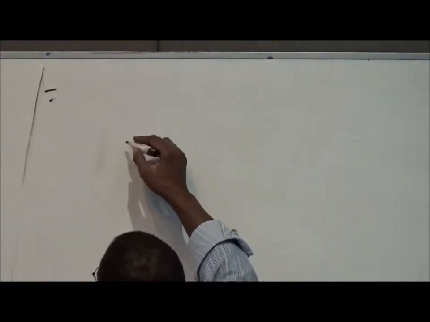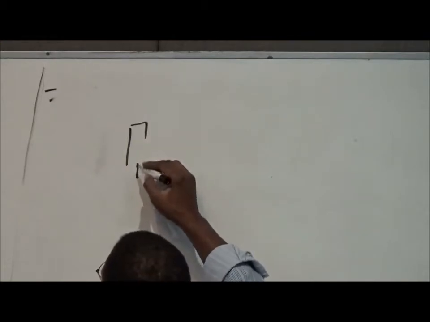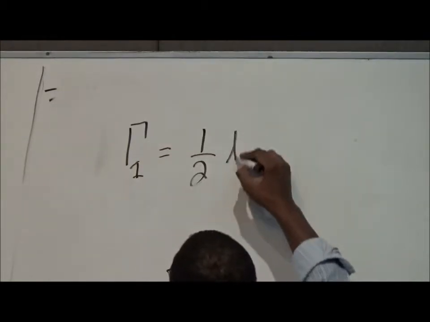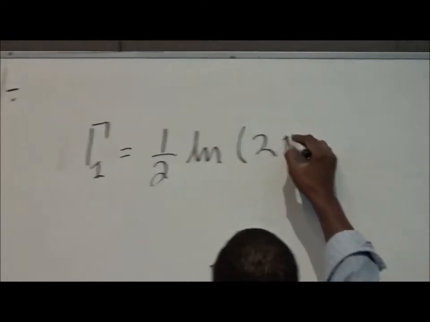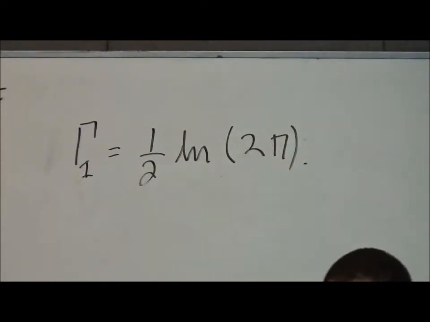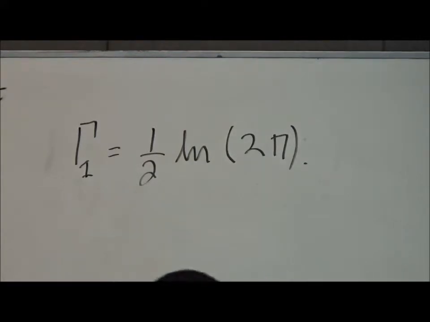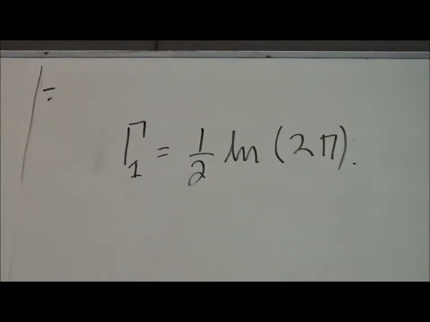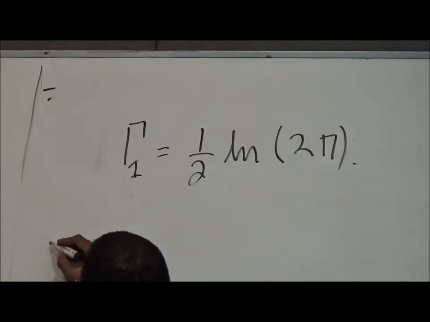The answer is, let me write gamma 1, the effective action for this problem, is essentially a half log of 2 pi. That's what this problem gives me. Now let's compare. I remember I had the field theory. I'm doing my theoretical experiment. So let me remind you. So, comparing.